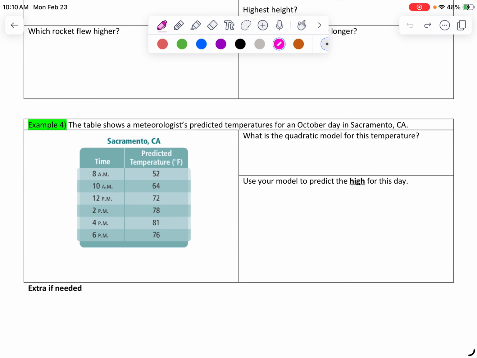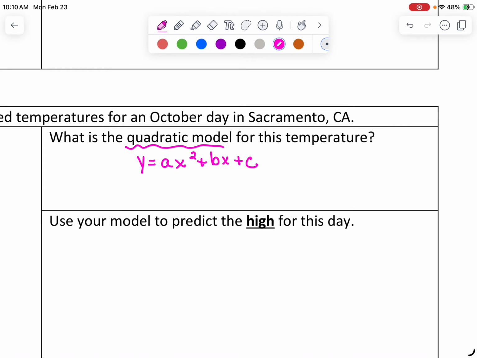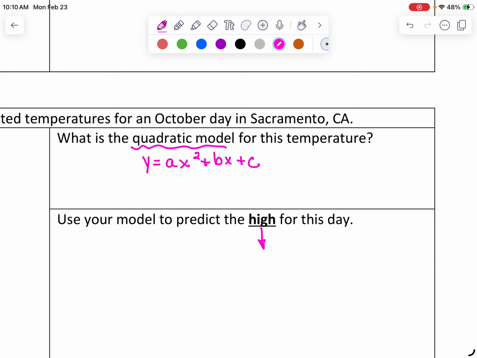So this table shows a meteorologist's predicted temperature for an October day in Sacramento, California. What is the quadratic model? In other words, go ahead and get an equation, and our calculator will do that for us in standard form. And then we're going to use that model to predict the high. Hopefully you know the high. Another word for high is maximum. And from previous studies, that tells us that we're going to need to find the vertex.